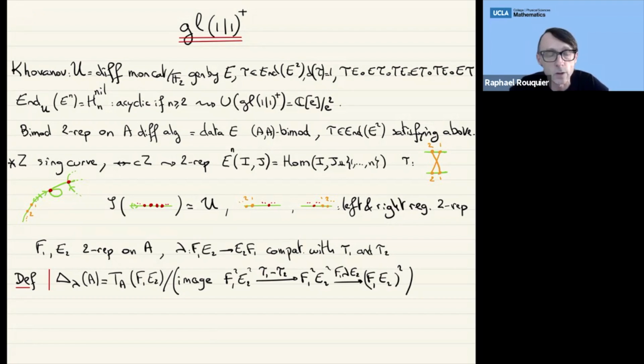You factor out a certain subset of the degree 2 part of f1 E2, your bimodule squared. And so that's obtained somehow by forcing tau 1 and tau 2 as acting in the same way. So there is this tensor algebra of the bimodule f1 tensor E2, and a subset of f1 E2 square, which we take as relations for our new algebra. So that's a new differential algebra, which depends on lambda.